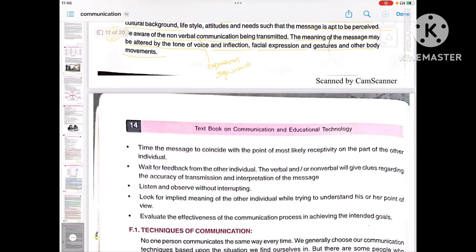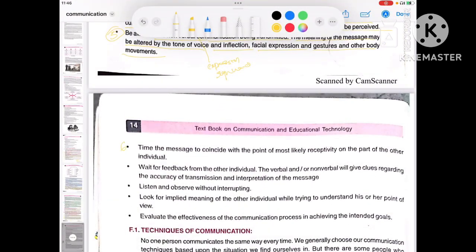Next is the sixth one: time the message to coincide with the point of most likely receptivity on the part of the other individual. Time it to coincide with that point.